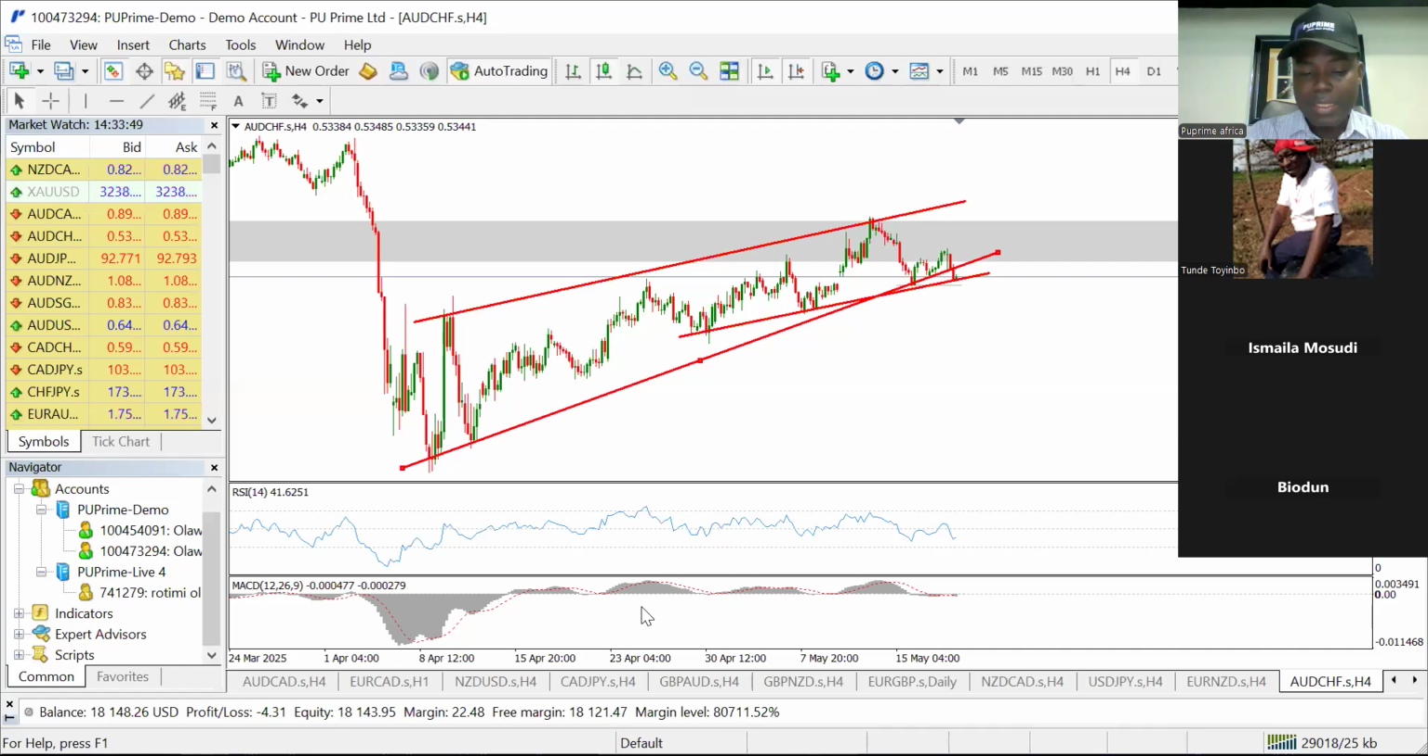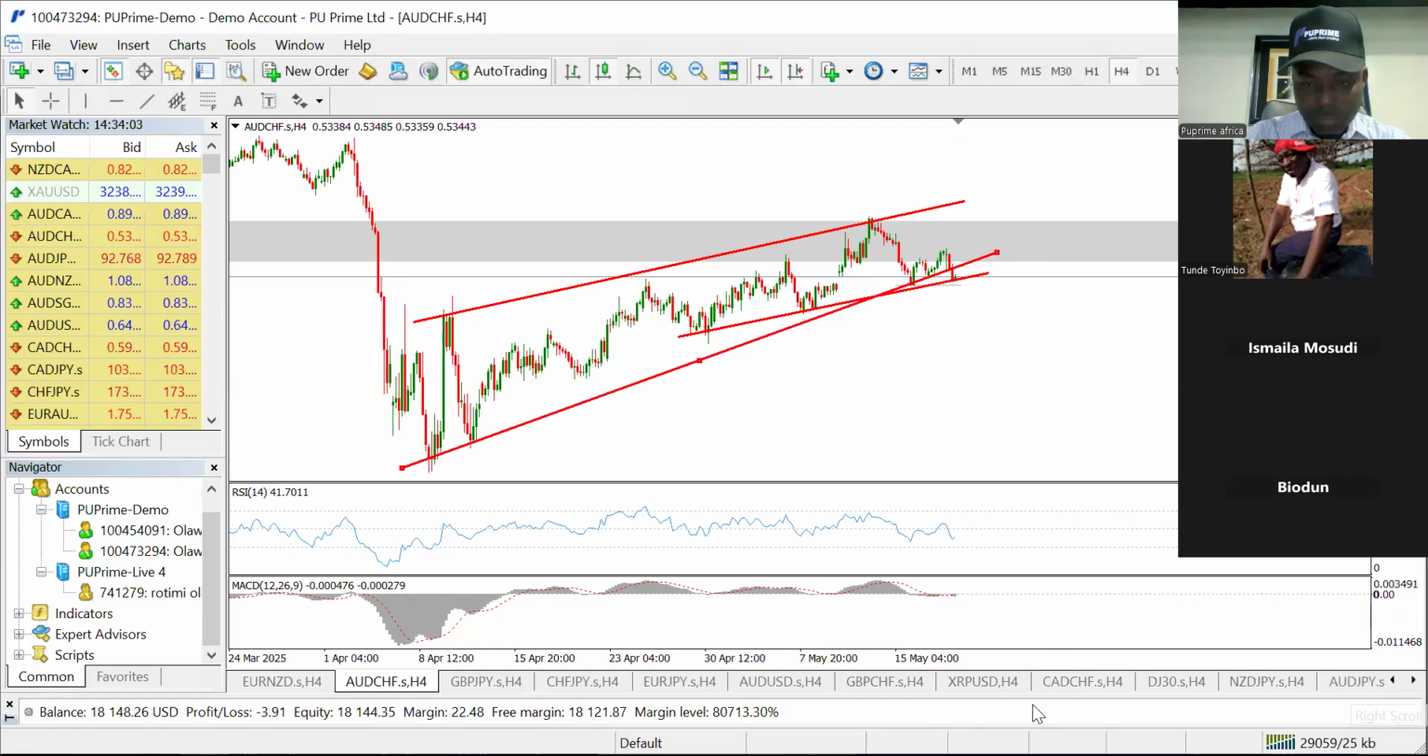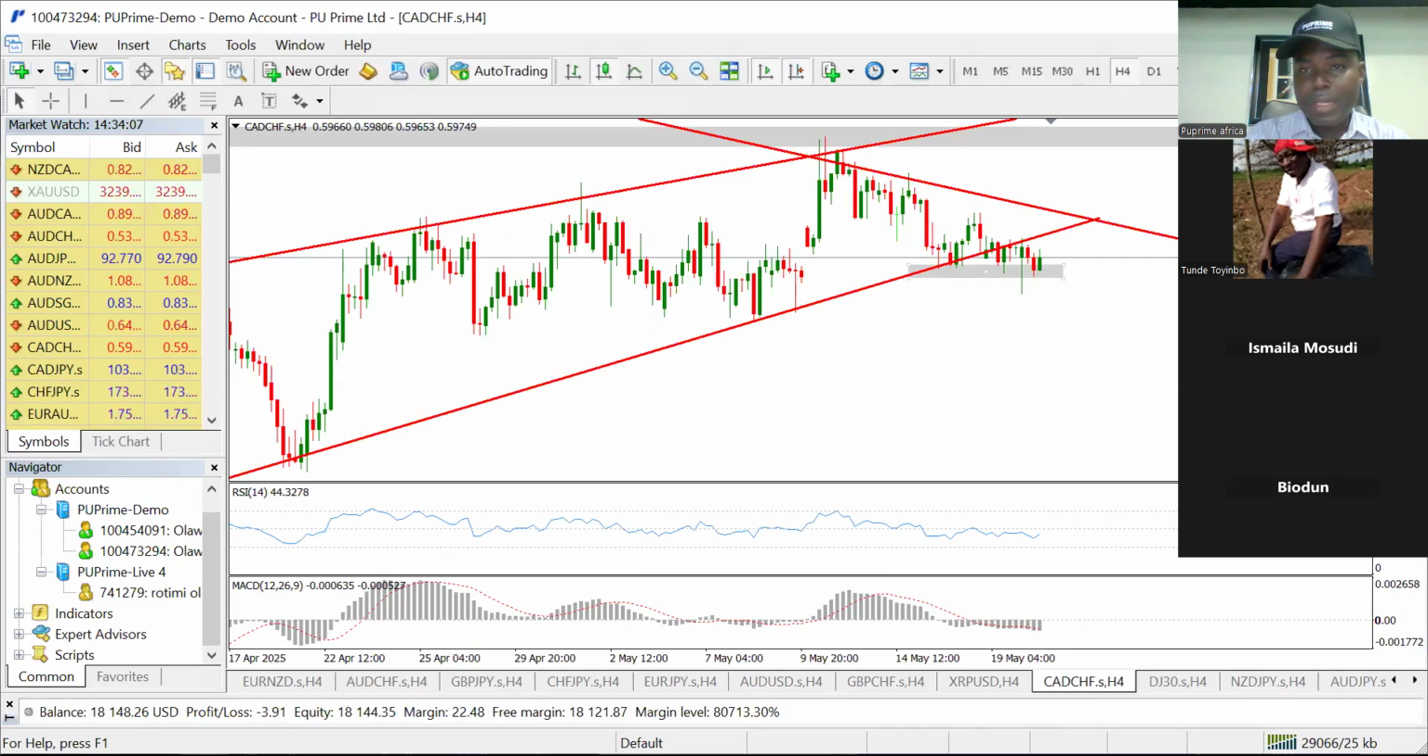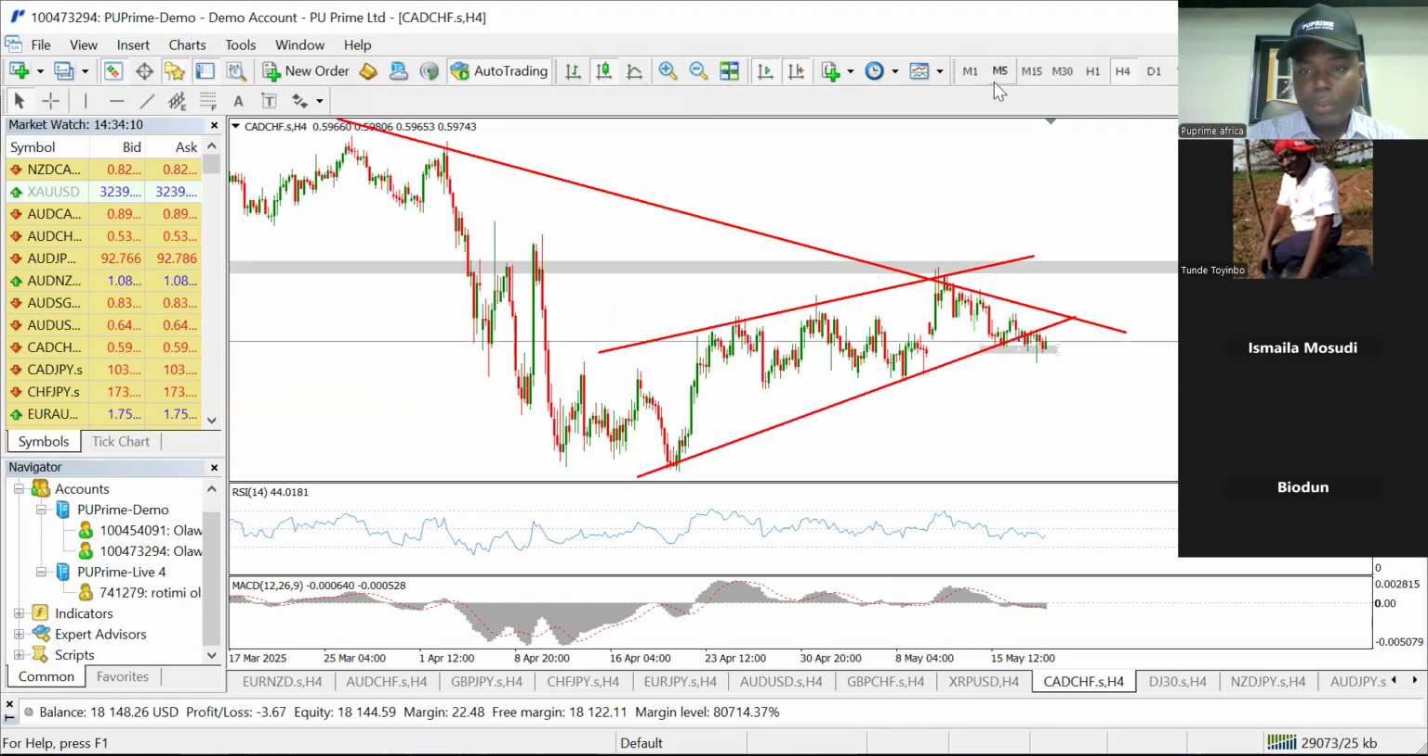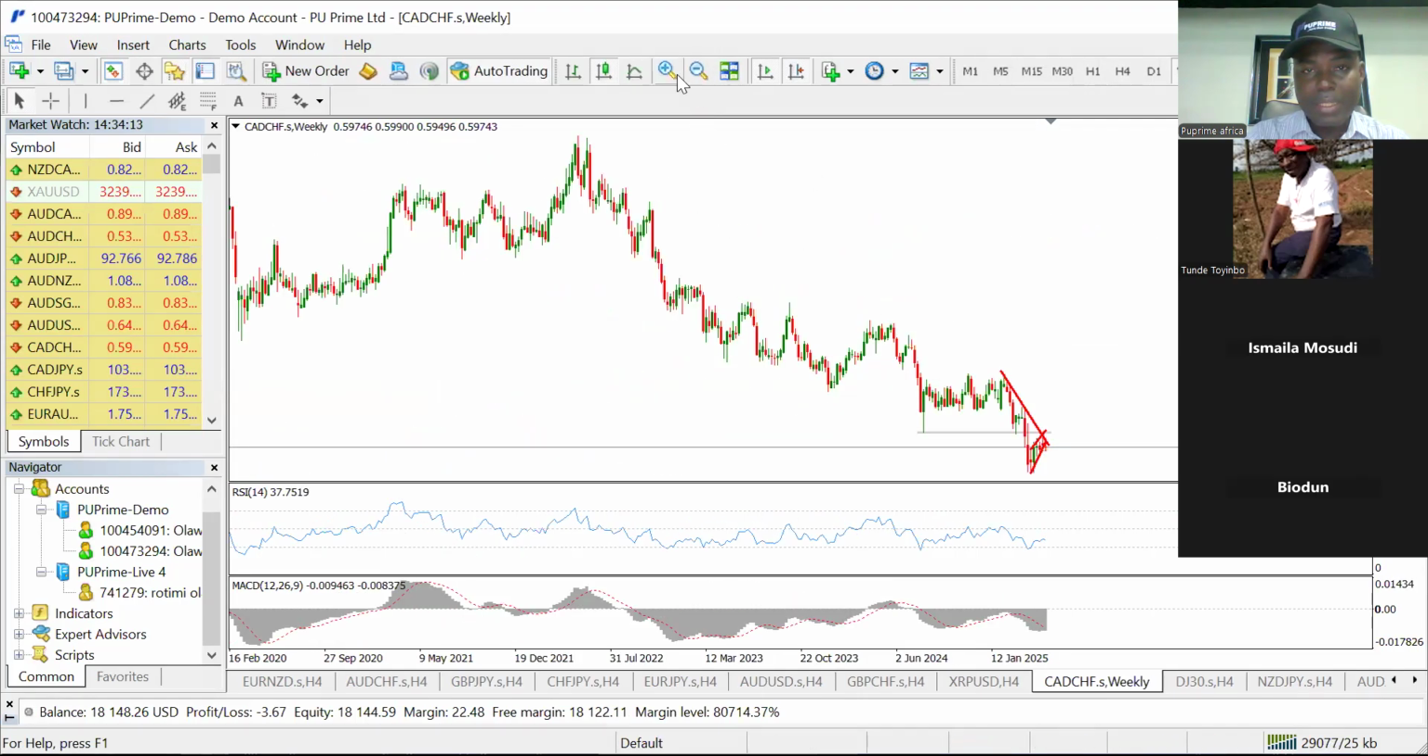I'll be looking at the CAD JPY and CAD CHF. All right, so this is CAD CHF. From the weekly time frame, we can see the market has been on a massive downtrend for a very long time. Since 2022, the market has been on a downtrend. We experienced some retracement here, further bearish movements, some retracement, further bearish movements. So we are still generally on a downtrend on CAD CHF.